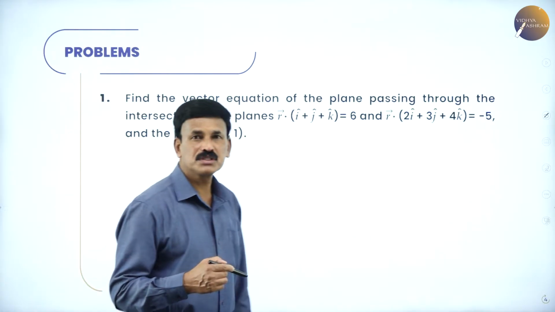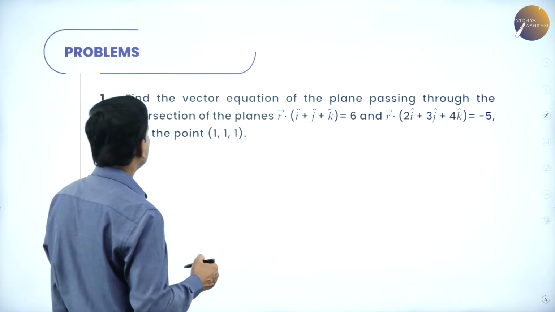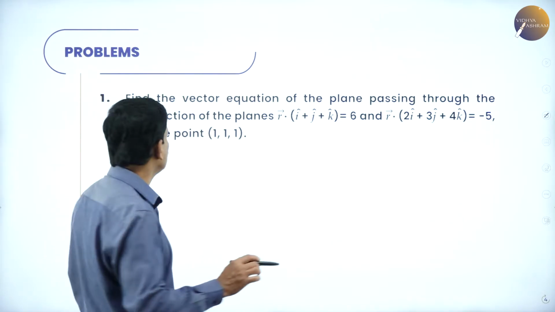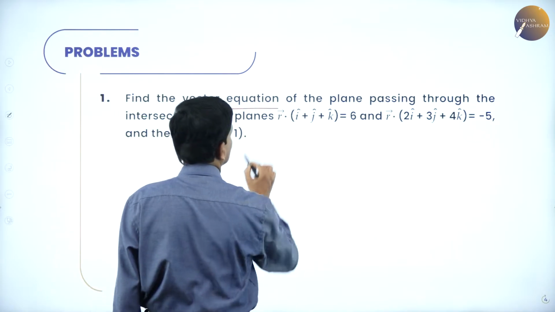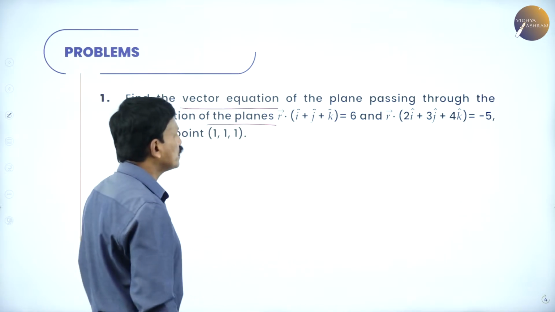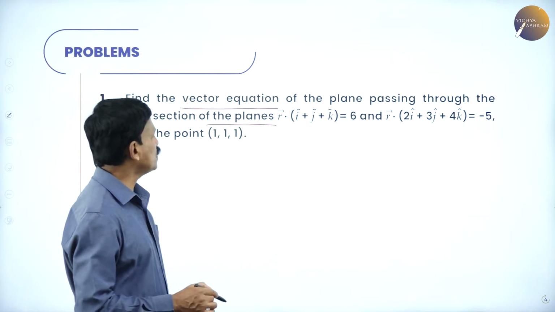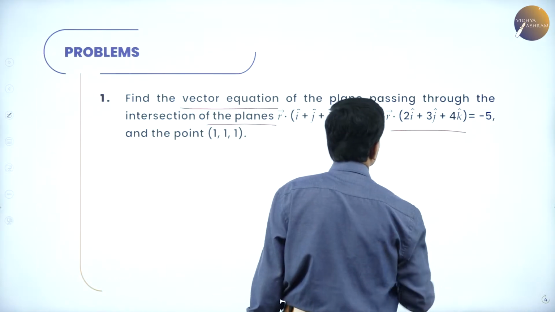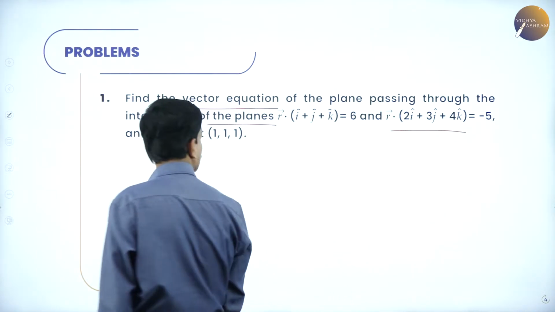Now let us come to the first problem. What is the problem? Find the vector equation of the plane. So what is required is only the vector equation. Find the vector equation of the plane passing through the intersection of the two planes. So what are the two planes given? r dot (i plus j plus k) is equal to 6, and r dot (2i plus 3j plus 4k) is equal to minus 5.